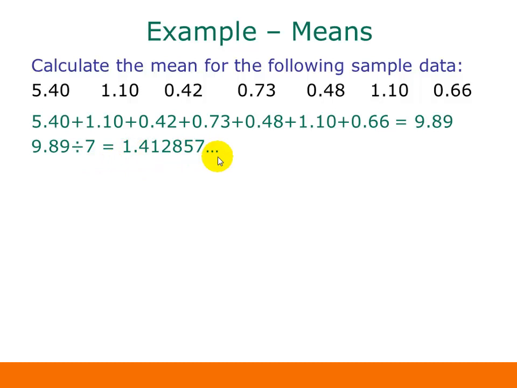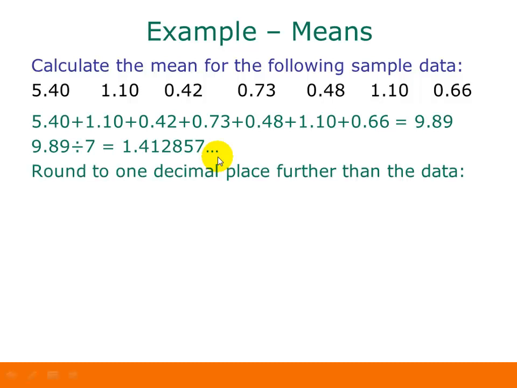The rule of thumb for calculating statistics like this is to round to one more decimal place than what you have in the data. In this case, that would mean to round to 3 decimal places. So we would round this to 1.413. So there's our sample mean.